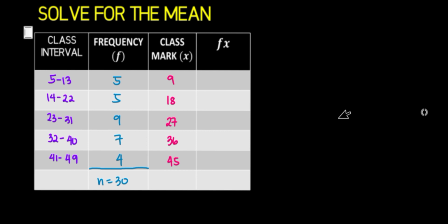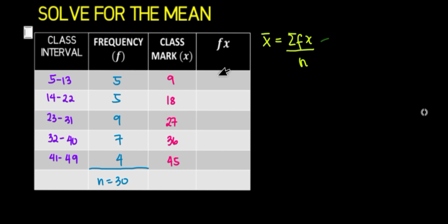Now, ito na yung class interval, frequency, and then class mark. The formula in getting the mean is x bar is equal to the sum of fx over n. Kailangan muna natin kuhain yung sum ng fx. Paano natin gagawin yon? I-multiply muna bawat frequency at saka class mark.